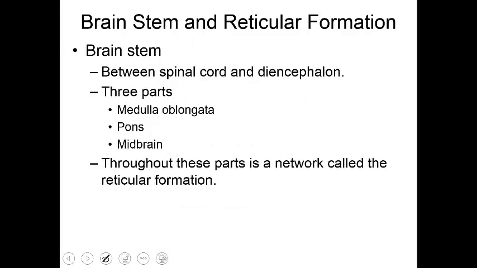So now we're going to look at the structure of the brain stem. The brain stem is divided into three regions. The inferiormost is the medulla oblongata, the middle one is the pons, and the most superior part of the brain stem is the midbrain. And we have a network of gray matter called the reticular formation that kind of connects these regions with the rest of the brain.